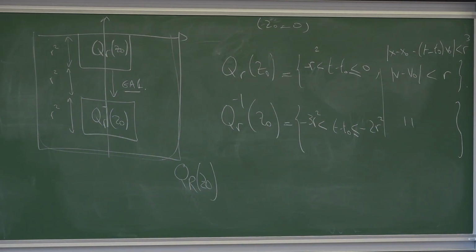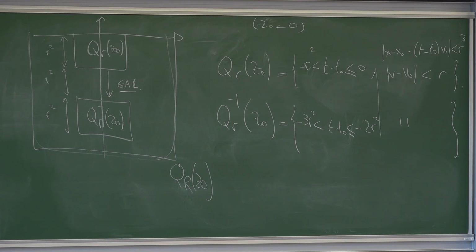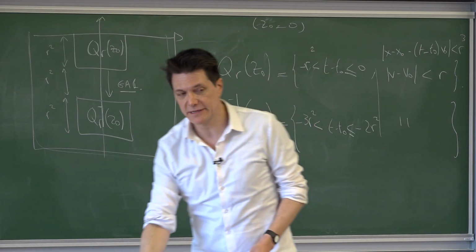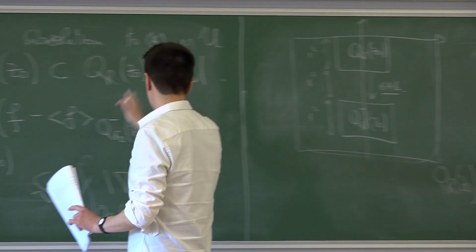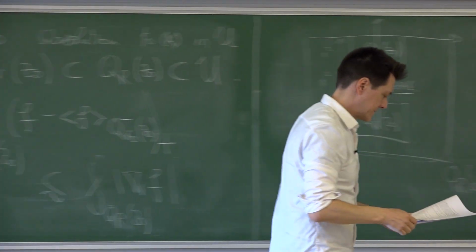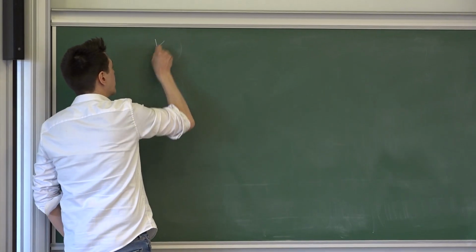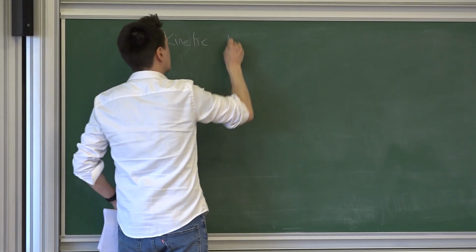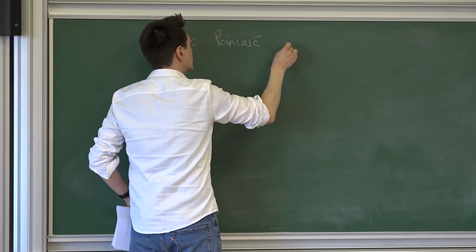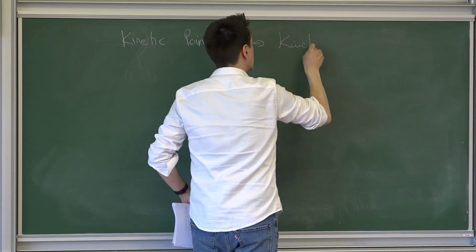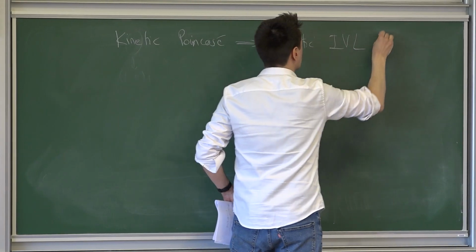Okay, so now before I prove this Poincaré inequality, I would like to motivate it to show you that it's useful. I will give a very simple argument to show why the kinetic Poincaré inequality implies the intermediate value lemma, and therefore you have the whole proof. But like I said, you have the chain of argument. Okay, so kinetic Poincaré implies kinetic intermediate value lemma.